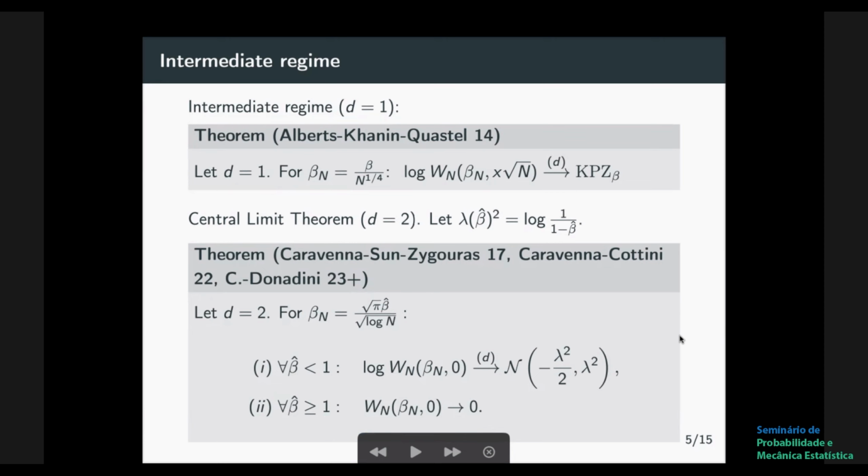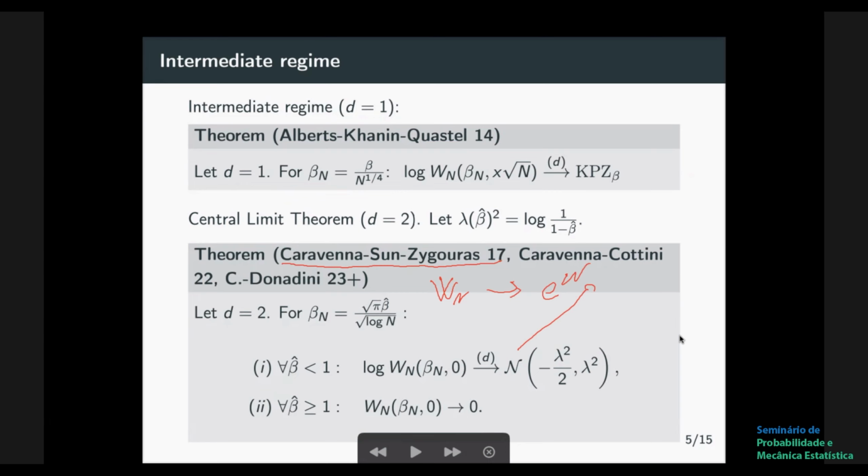The point is that there was a first proof given by the three people here, and the proof was quite difficult. What they proved, in fact, was that Wn converges to the exponential of a Gaussian, the Gaussian which is here. They studied Wn and not log of Wn, so they didn't prove a central limit theorem. They proved that an object converges to exponential of a Gaussian, and there are definitely fewer tools to prove that.